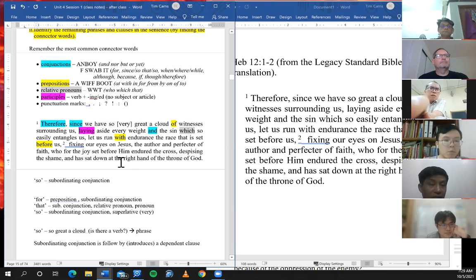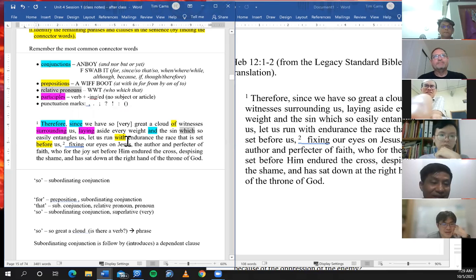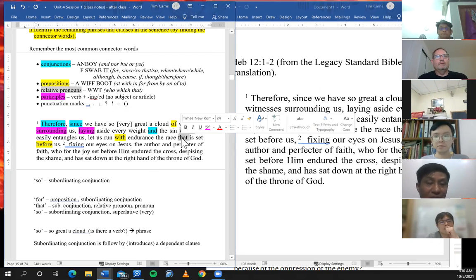Okay, anybody else see any possible ones? What about surrounding? Ooh, you had surrounding too. Yes, actually surrounding here is functioning as a participle. It's modifying witnesses. It's describing which witnesses in this case, the witnesses surrounding us, those witnesses. All right, good.